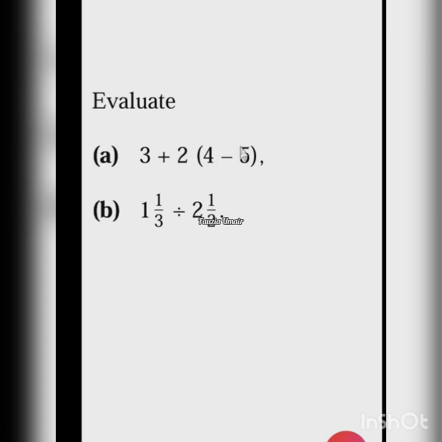So how to solve? Brackets first. Yes. So minus 3 plus 2, what will come in the bracket? Minus 1. Minus 1, these are integers. Plus 4 minus 1, plus 4 minus 5. So the answer is minus 1. Now this is 3 minus 2. So what is the final answer? 1.